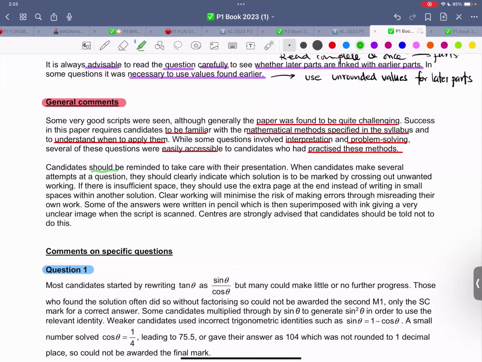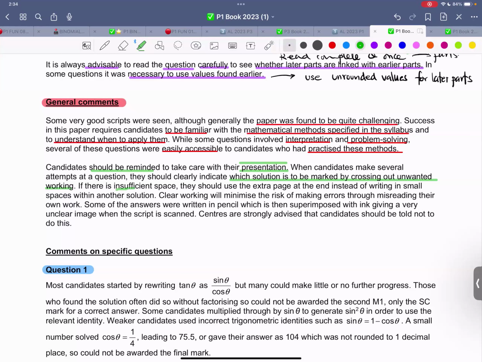Candidates should be reminded to take care of their presentation. Now, this is something that I'm speaking about the whole year, and we'll speak about it right after mock, when we'll be completing the rest of the syllabus and past papers. So presentation is everything. When candidates make several attempts at a question, they should clearly indicate which solution is to be marked by crossing out unwanted working. Do not overwrite, that's one thing. And if you are doing this trial and error because of lack of practice, which is not a good thing, just tell the examiner exactly what needs to be marked.